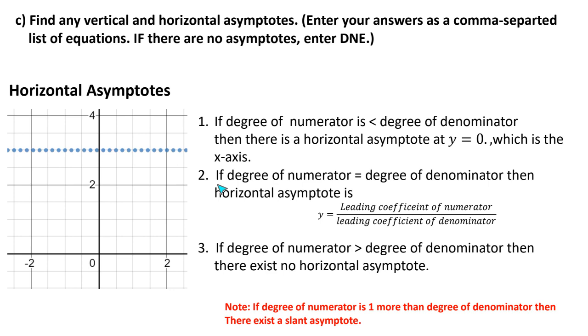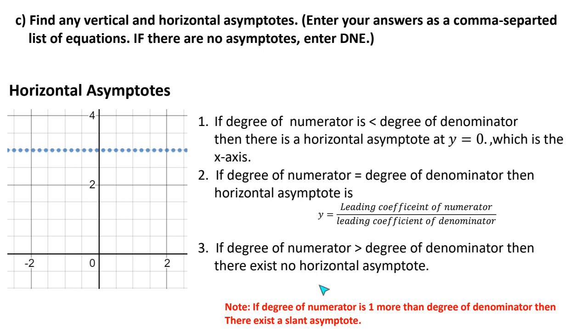If the degrees are the same, then your horizontal asymptote can be found using the leading coefficient of the numerator divided by the leading coefficient of the denominator. And the last case, if the degree of the numerator is greater than the degree of the denominator, then there's no horizontal asymptote.